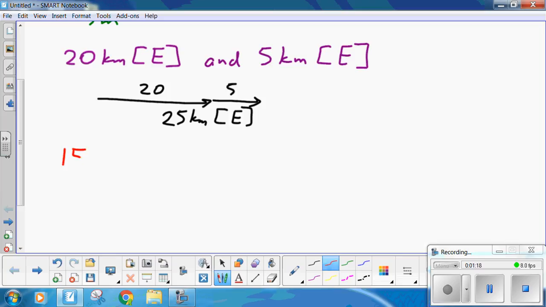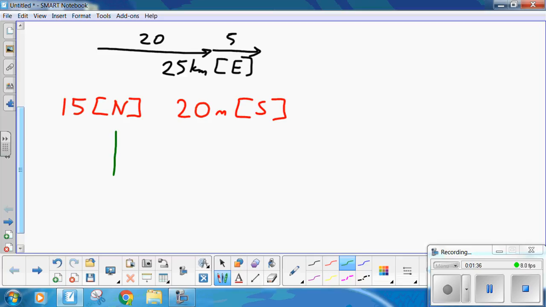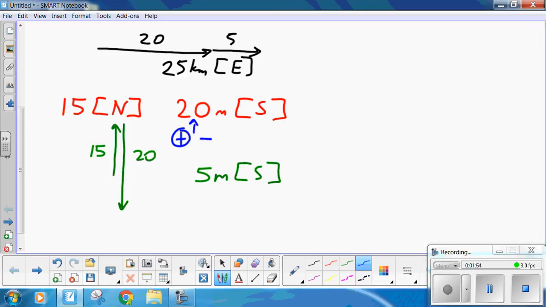If you walk 15 meters north and then turn and walk 20 meters south, how far did you go? Well, 15 meters north and you turn around and go 20 south. Your displacement is 5 meters south. Now, if you remember that plus is up and to the right, this can be minus 5 meters because you're going 5 meters south. But whatever.